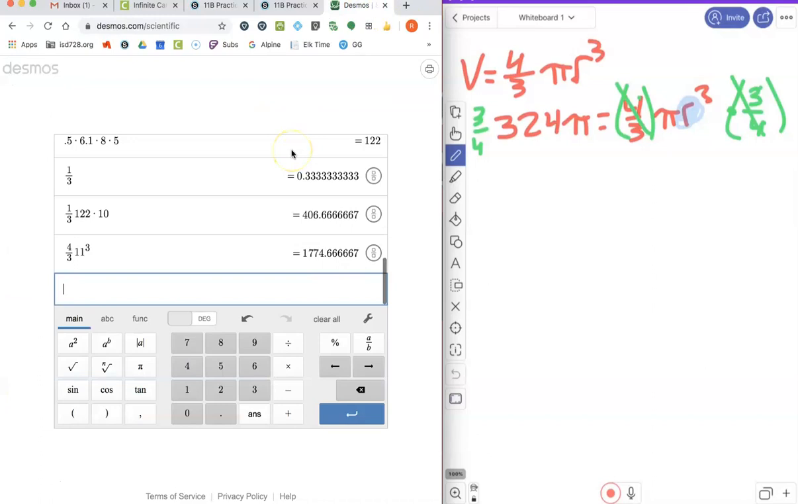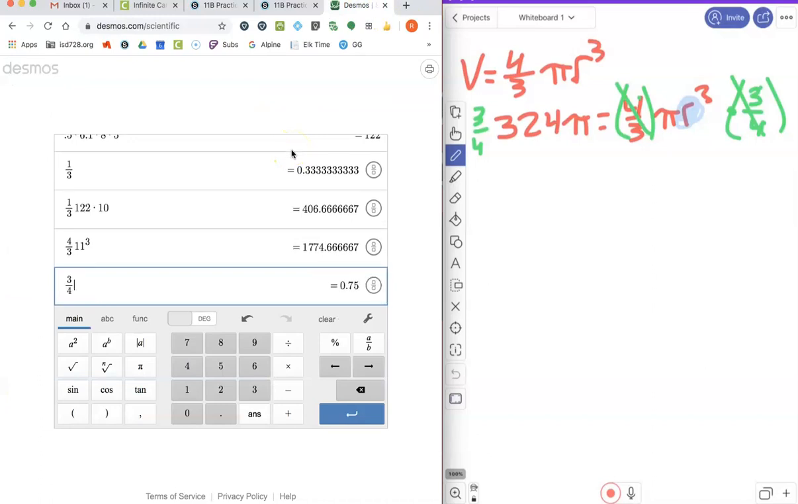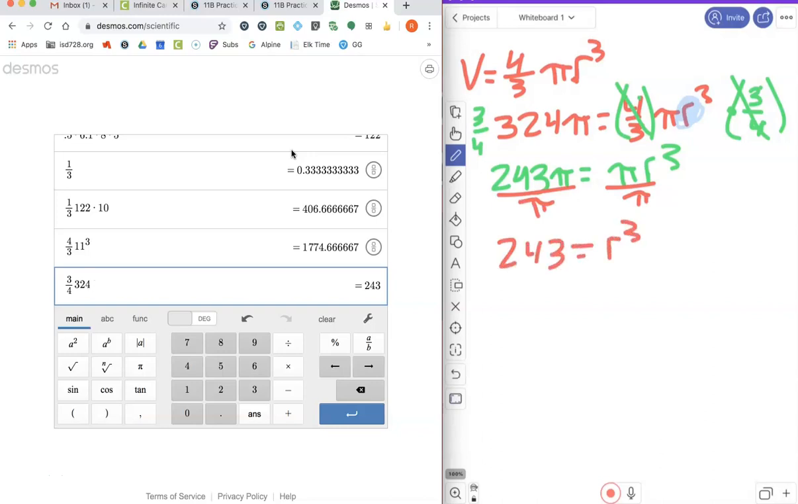So if I take what 3/4 of 324 is, that would be 243. So 243 pi is equal to pi r cubed. If I divide by pi's, they will cancel right out. So I have 243 equal to r cubed.